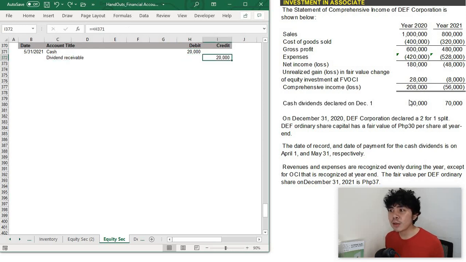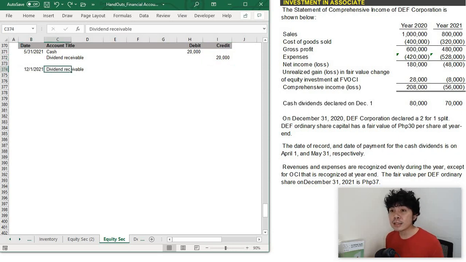At yan yung 25% ng 80,000 na dineclare ni associate noong 2020. And again, yung dividend receivable na yan, na-record na natin yan noong 2020, December 1. Tapos, nag-declare uli siya December 1, 2021. 70,000 pesos naman. Pero syempre, again, ang share lang natin dyan is 25%.